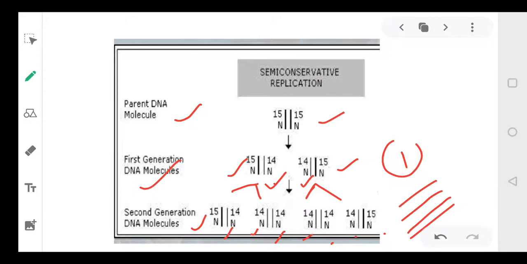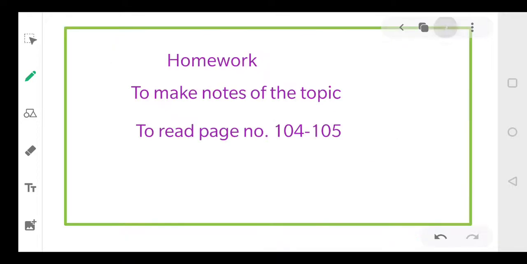Clear everyone? Yes. So this will be your homework. First of all, you will complete the notes of this topic. And you will read the page numbers 100 to 105. ठीक है? So आप ये notes complete करेंगे, ये page numbers read करेंगे, and you will underline the important points. And if there is any doubt, you will send your doubts to me. Clear everyone? Okay. Bye everyone.